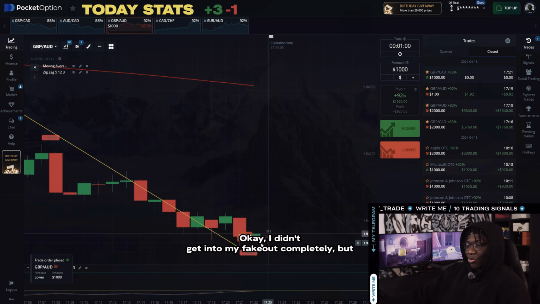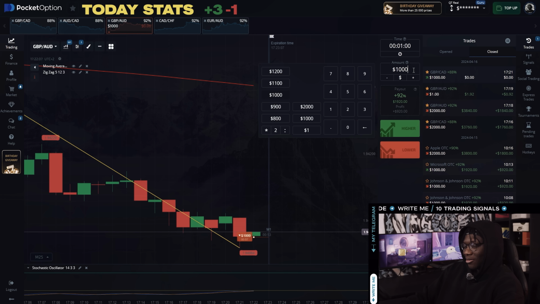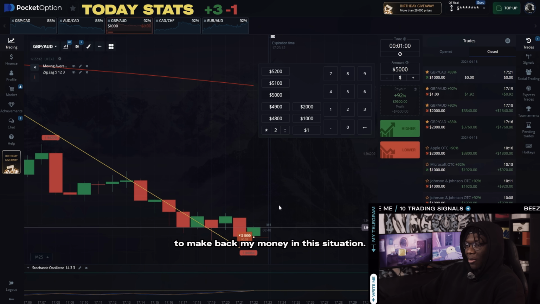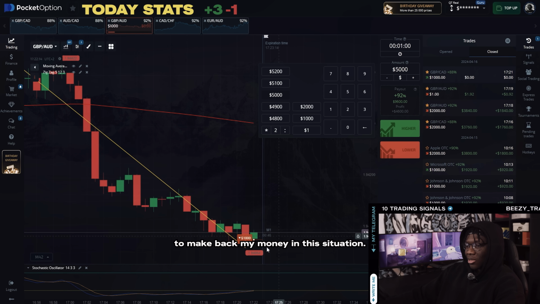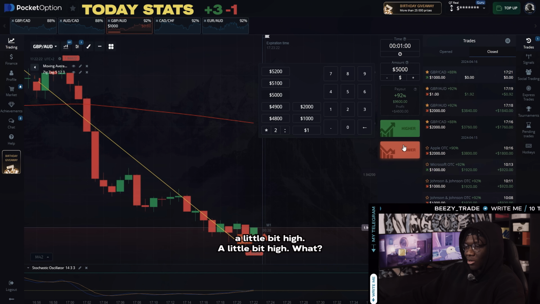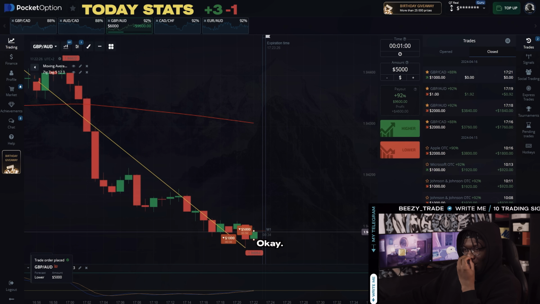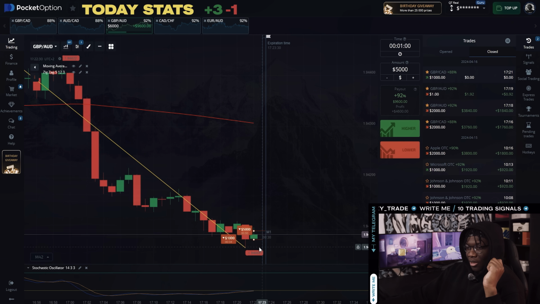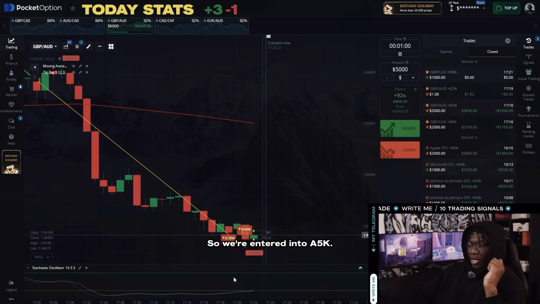Okay, I didn't get into my fake out completely, but I think I might have to double up to make back my money in this situation. Come on, a little bit higher, a little bit higher, a little bit higher. Okay, I don't think I can wait for it to go any higher. So we're entered into a 5K.